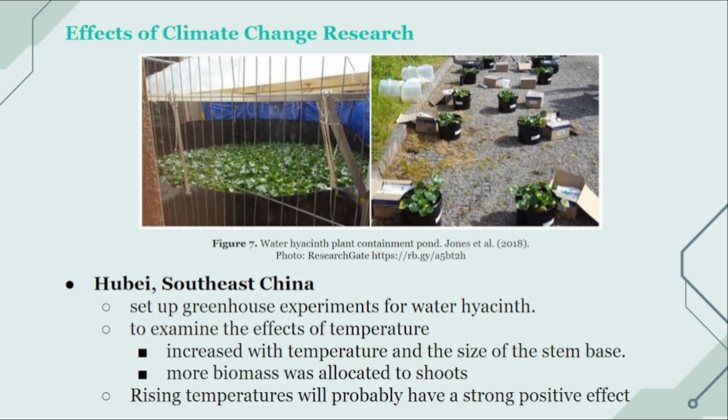So in the case of the rooted plants, which were kept in moist sediments without surface water, survival was much higher when the stem base was buried in the sediments and insulated from the cooler air. As with survival, plant growth increased with temperature and with the size of the stem base. So as temperature increases, relatively more biomass was allocated to shoots and less to stems.